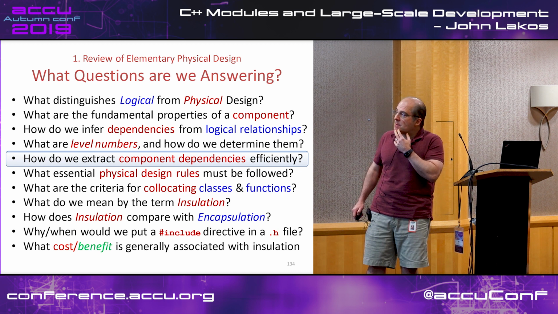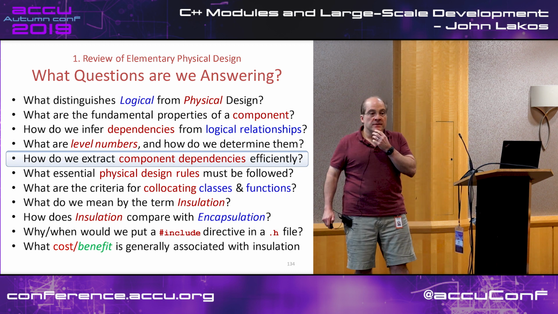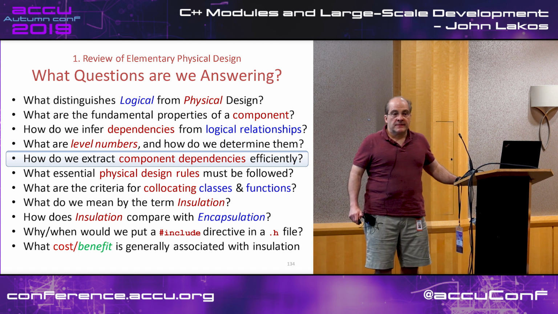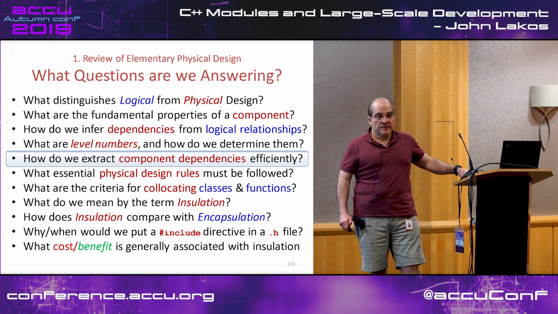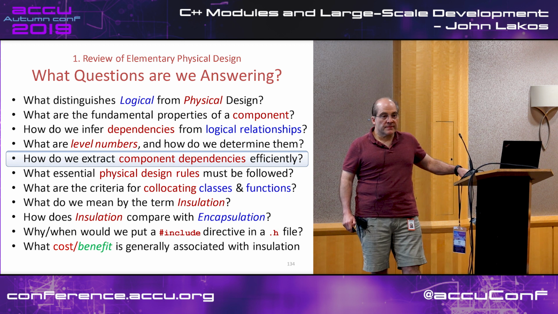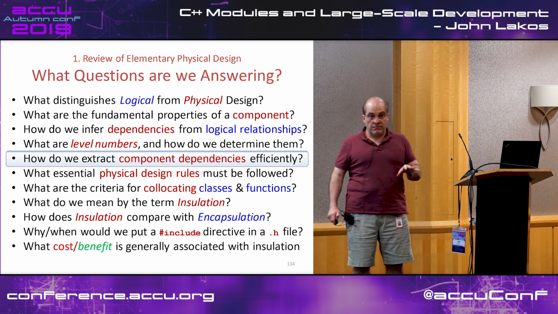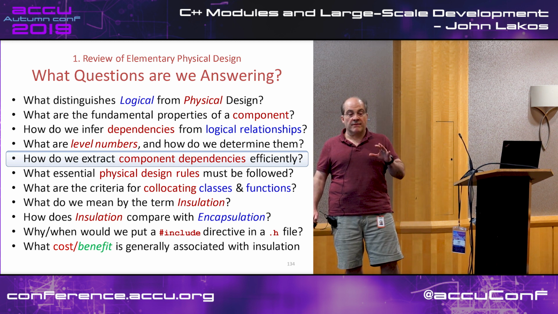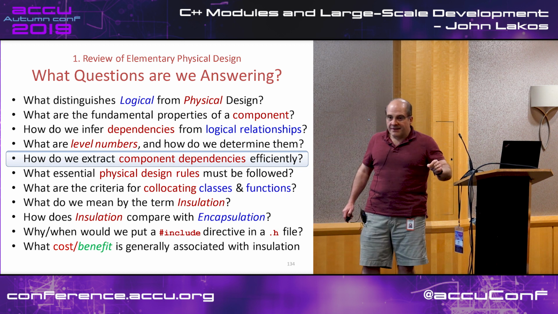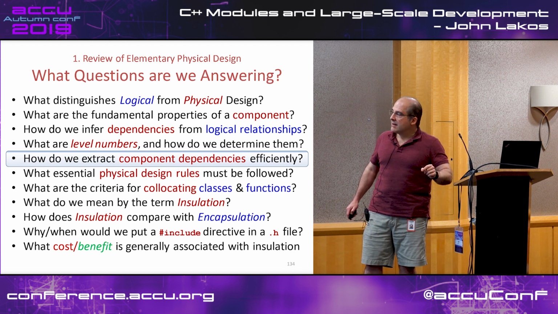how do we extract component dependencies efficiently? Do we use Clang? What do we do? We grep for what? We grep for pound includes, and if we've done our jobs properly, we can find out the envelope of physical dependencies by simply looking at the edges from one component's .h or .cpp to another component's .h, right?